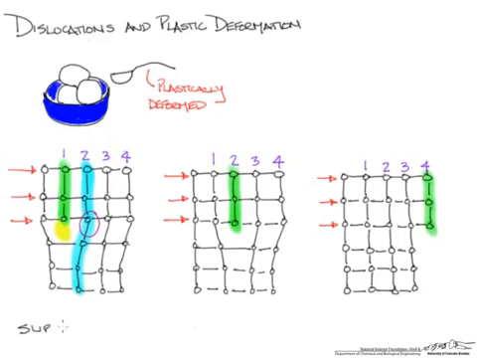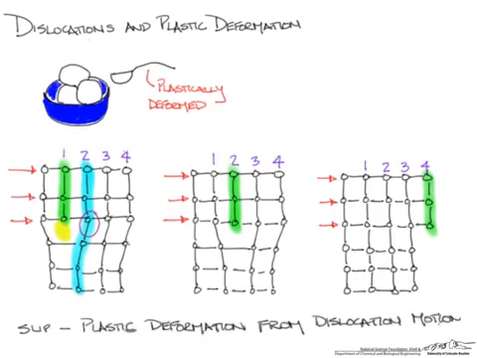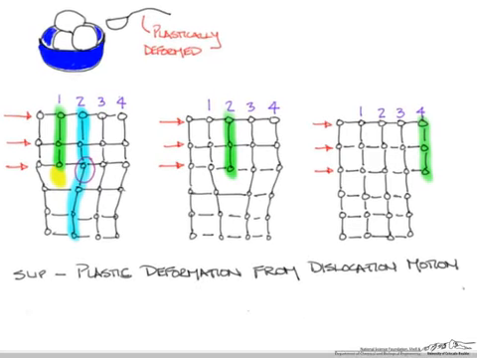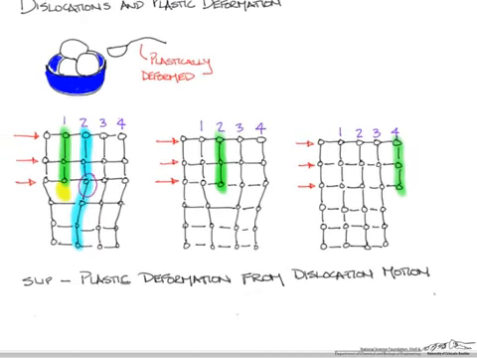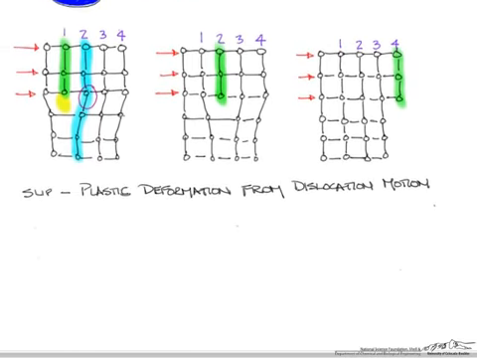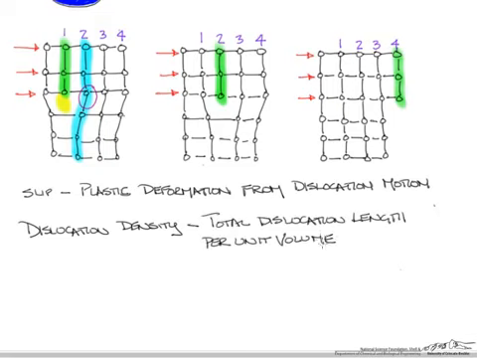The definition of slip is plastic deformation produced by dislocation motion. Another concept associated with dislocations is the idea of dislocation density. As our materials solidify, we end up having different dislocation densities associated with that metal. Dislocation density is defined as total dislocation length per unit volume.